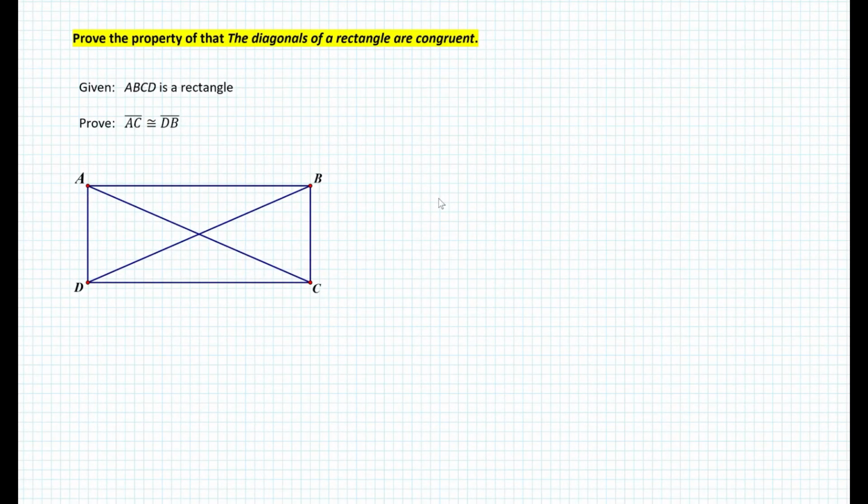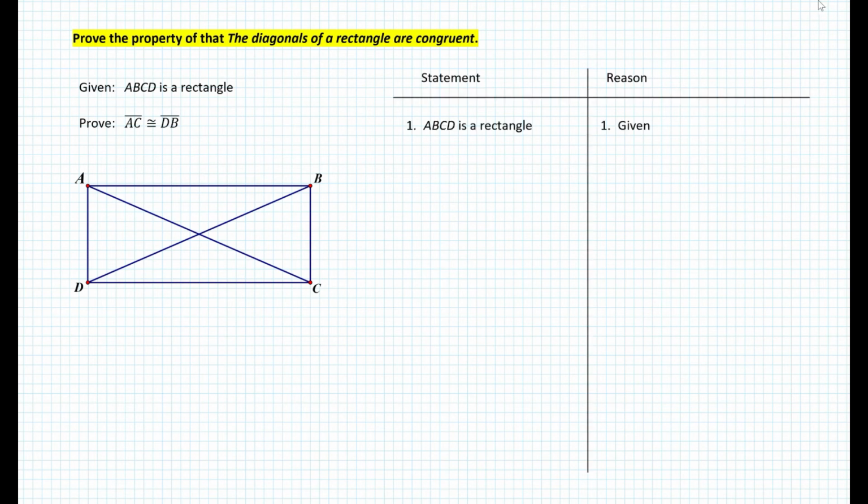Okay, so here we want to prove the property that the diagonals of a rectangle are congruent. Let's say we have the following image here, and we know that ABCD is a rectangle. How do we prove that segment AC is congruent to segment DB? Well, let's get started with setting up a statement reason table and stating the first given. Okay, so once we stated the first given here, what else can we state? Can we use any of the properties developed previously in proving this?